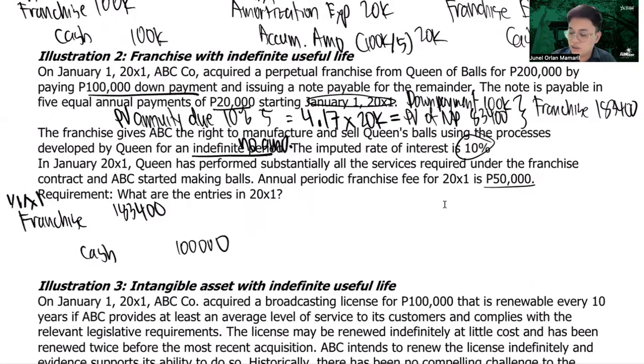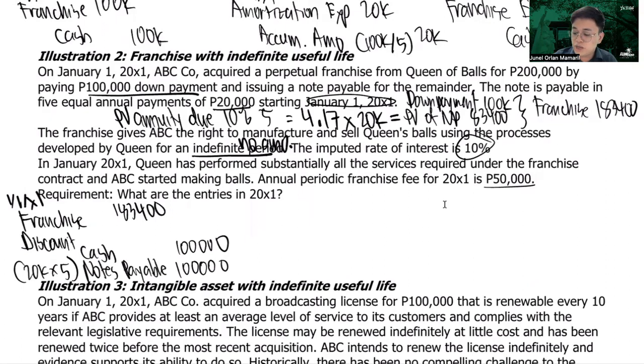And we will credit notes payable. Its gross amount is 20,000 times 5 payments. Correct? So that's 100,000. But then we have a discount on notes payable to balance it out. Kung ang ating gross ay 100,000 at yung ating discount ay 83,400, the debit for the discount would be 16,600. And you can confirm this by adding the left and the right side.